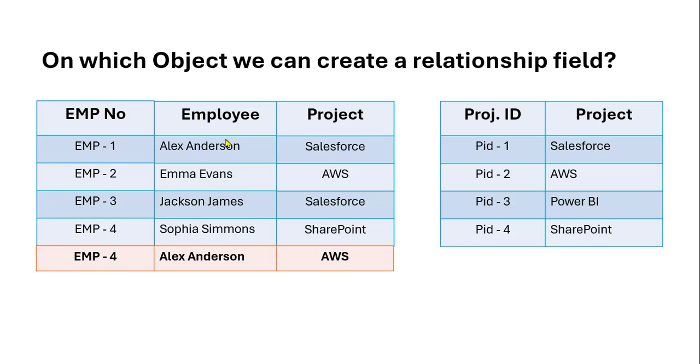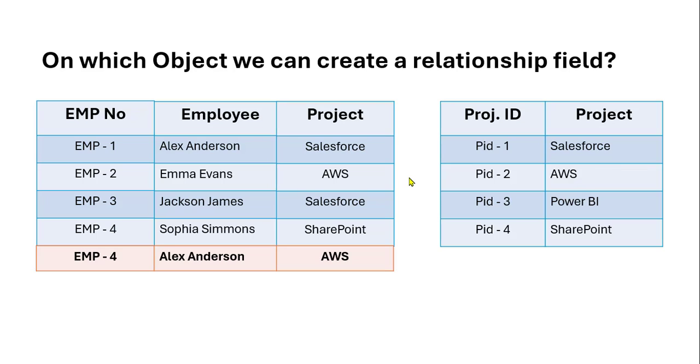So in the following table you can see I have employee Alex Anderson, and for him we assign a Salesforce project. But when we want to assign a different project for him, we need to create a different record, and this is not the right way to create many-to-many relationship in Salesforce. And this same thing will apply on project object also. That means when we create relationship field on project object, here also when we want to assign multiple employees for the same project, we need to create a different project record and then we can assign employee for that project.